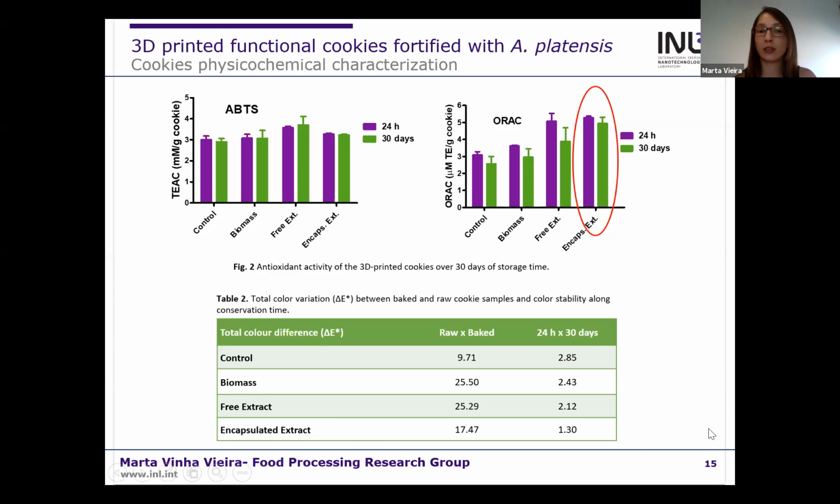Here in the table, regarding the total color variation, we can see in the third column the values comparing the cookies just baked after 24 hours and after 30 days of storage. Values between 1 and 2 mean that only an experienced observer could see the difference between the color of the samples, and values between 2 and 3.5 mean that any inexperienced observer could see the difference. So the encapsulated extract presents a value between 1 and 2, showing then the encapsulation promoted a color stability when compared to the other formulations.